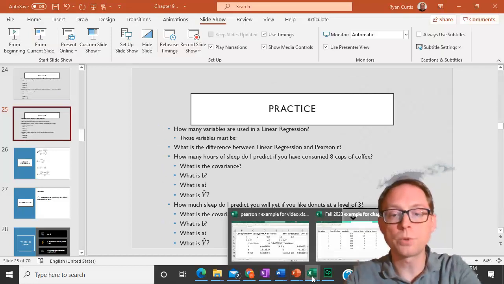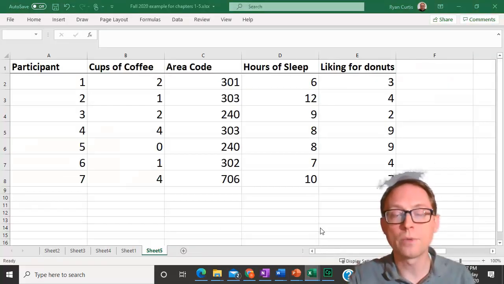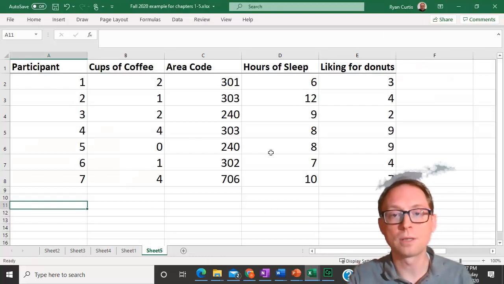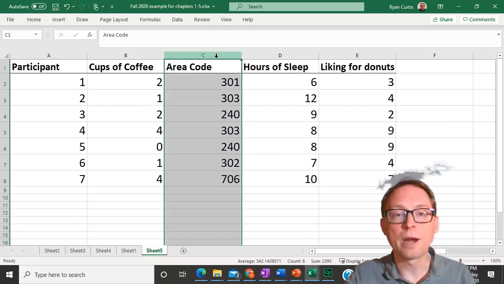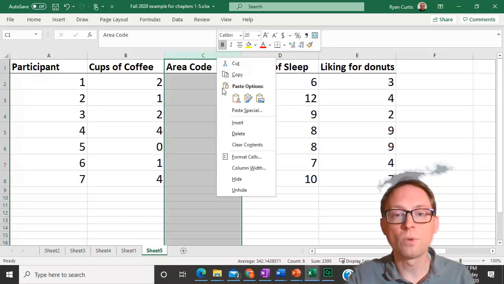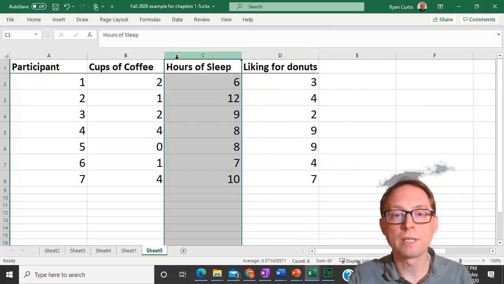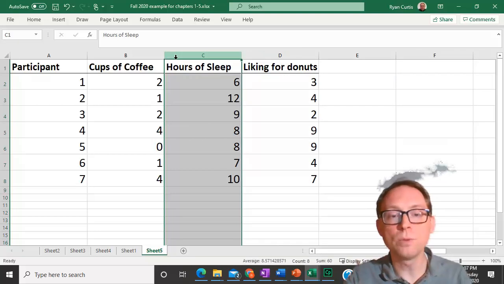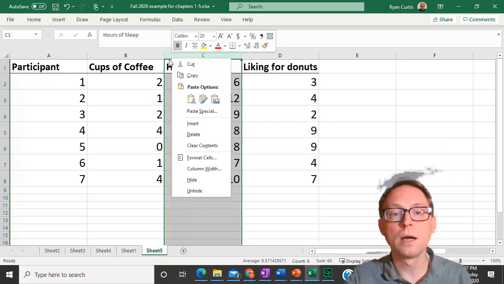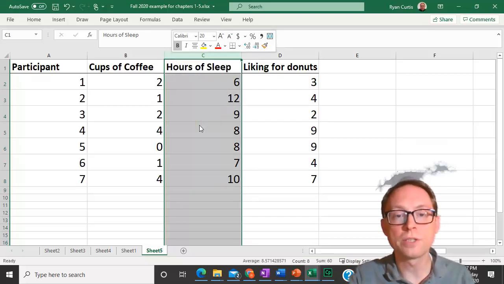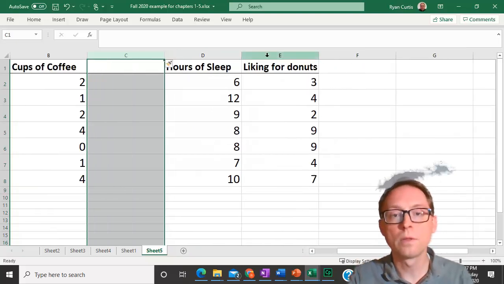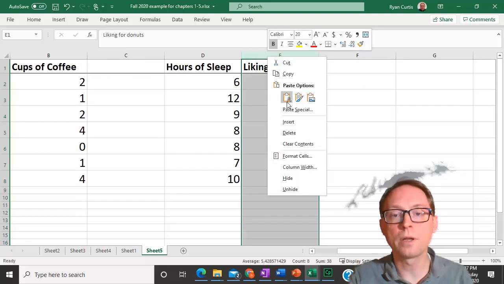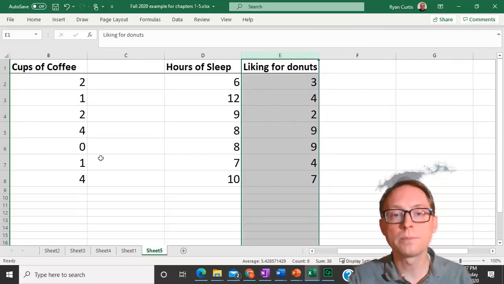To do this, we are going to look at the data that we've been looking at all semester long, right? Here they are. Hours of sleep and cups of coffee. Now remember, area code is categorical. We don't even want that. We're going to delete that. We're going to get rid of it. We don't even care about that. So what we need to do, if we're going to get the covariance, is calculate the deviations for each of these. So I'm going to create a new column right after cups of coffee and another one for sleep.